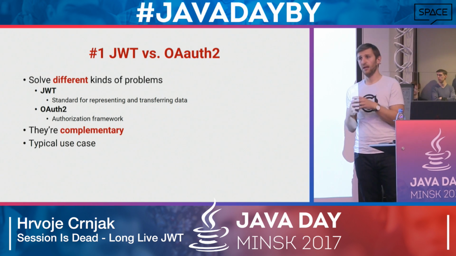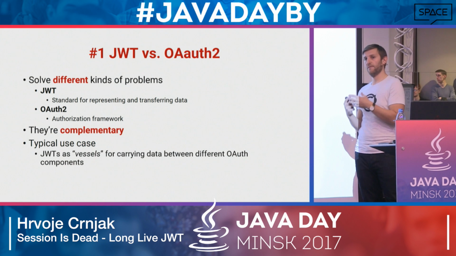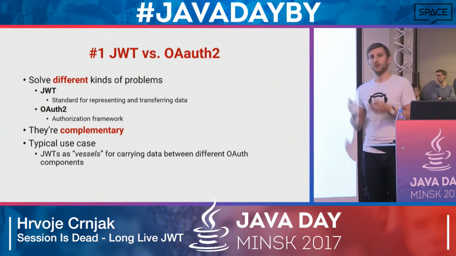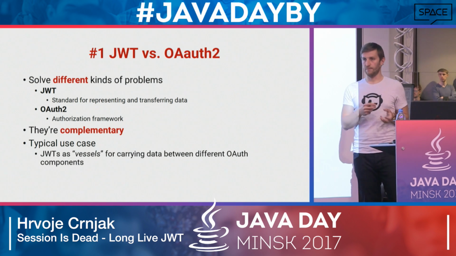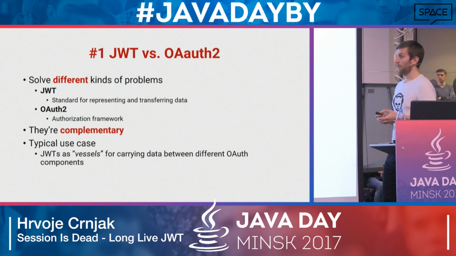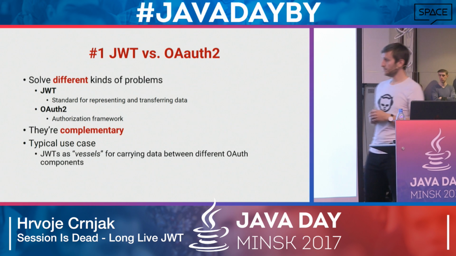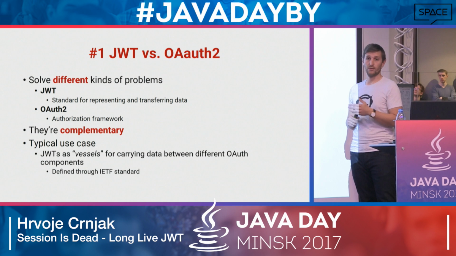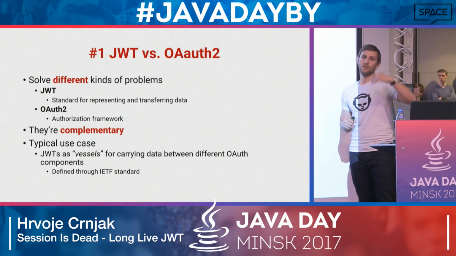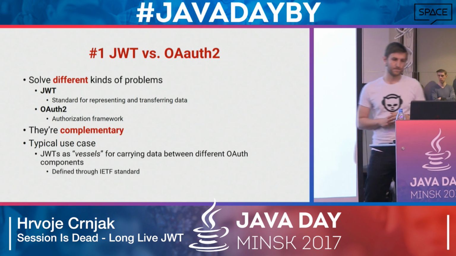A typical use case is the one in which JSON Web Token is used as a vessel to carry information between different parts of the OAuth framework. This relationship is actually defined in an Internet Engineering Task Force standard. It was added as an addition to the OAuth standard.